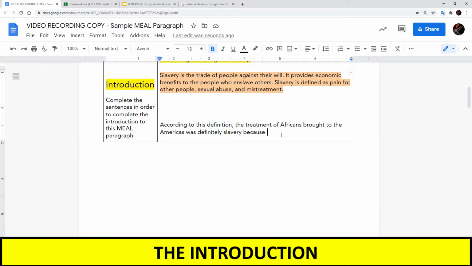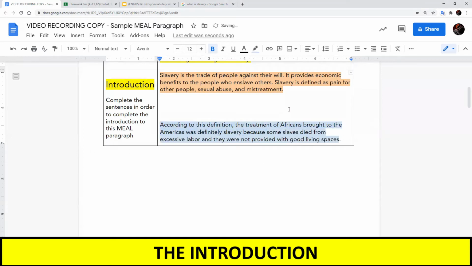And remember that this introduction is also an opportunity for you to demonstrate your knowledge of this topic, of what we've been studying for the last couple of weeks. Okay, so I guess I can say that according to this definition, okay, so we also completed an example in class, and I will just add it here.